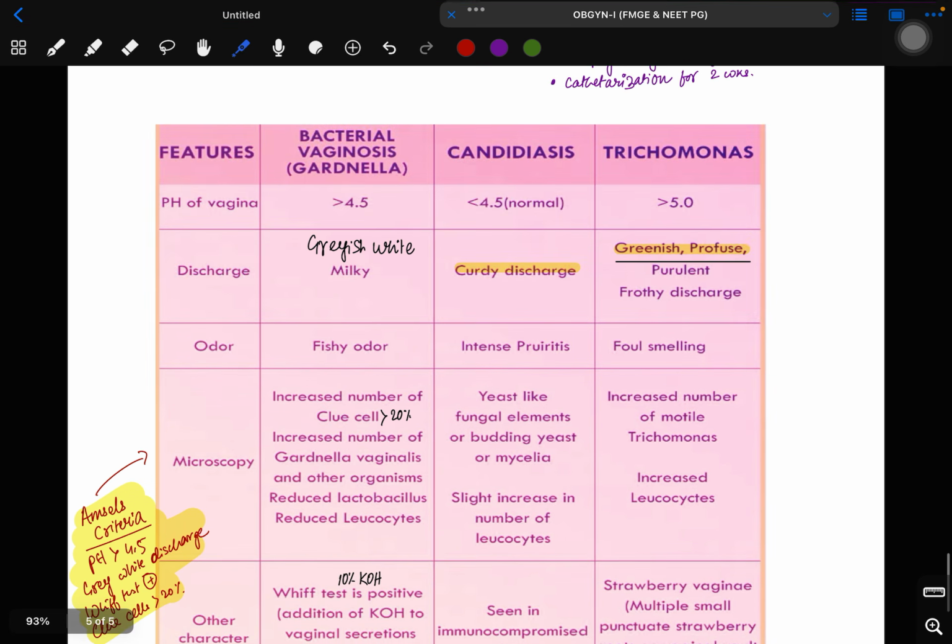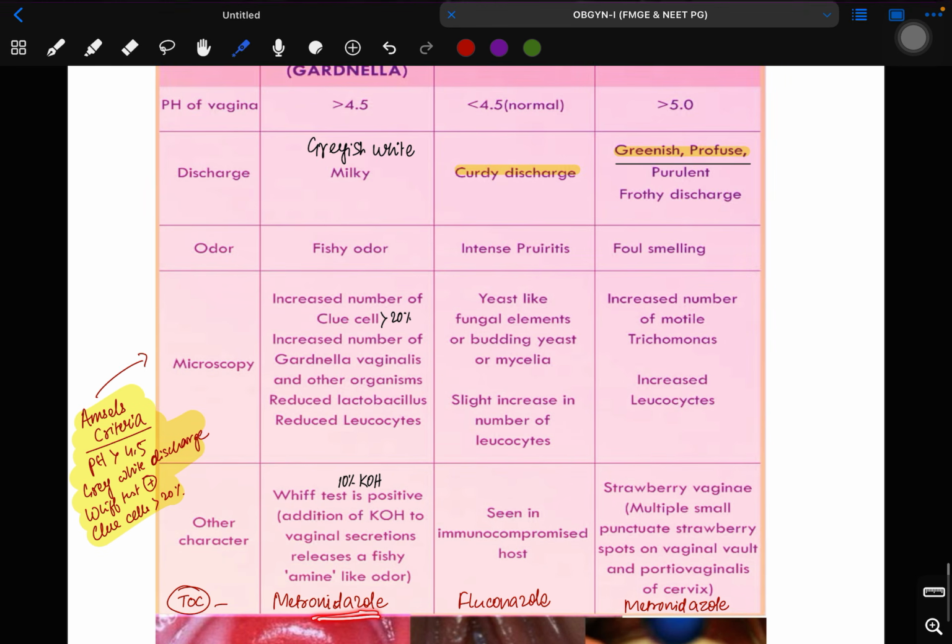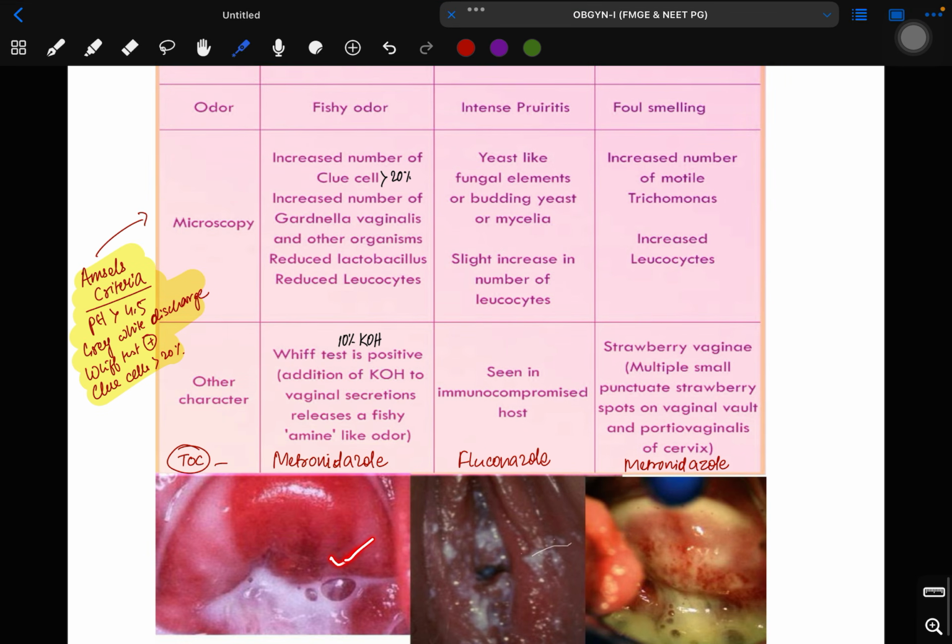What are the other characters? For bacterial vaginosis, we have to do the Amsel's criteria, which says that the pH should be more than 4.5. There should be grayish white discharge. On Whiff test, what we are using is addition of 10% KOH to the vaginal secretion, and then it will release a fishy amine-like odor. So that's the Whiff test positive. Also, the clue cells should be more than 20%. Now, what is the treatment of choice for bacterial vaginosis? It is metronidazole, and here you can find the grayish white discharge.